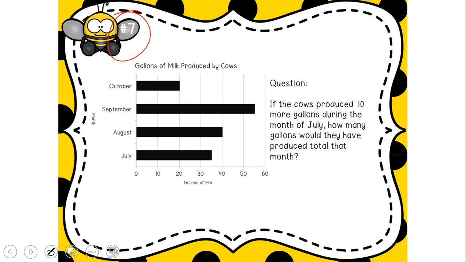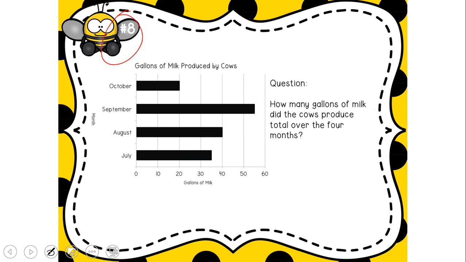And number 7, if the cows produced 10 more gallons during the month of July, so there's July, how many gallons would they have produced? So you need to add 10 to this number and write the answer down. So pause the video and go ahead and do that now. And number 8, how many gallons of milk did the cows produce over 4 months? So again, you're going to look at all of these numbers, add them together, and tell me the answer. So pause the video and figure that out.